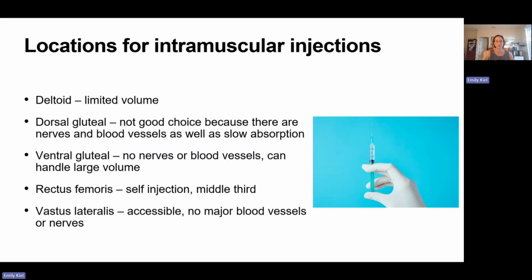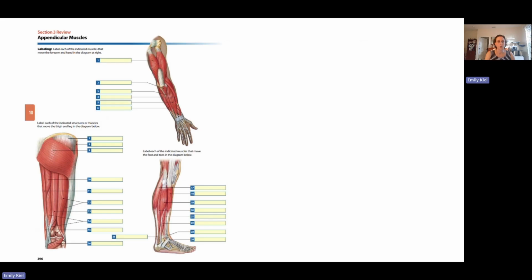The rectus femoris, so that anterior portion of the thigh, is a great place for self-injection. If you think of people that have EpiPens, they may also do the injection in the vastus lateralis. Some people will use that for other injections that need to be IM that they're giving at home. So kind of have in mind what might be a location for those intramuscular injections. Once again, you've got these lovely diagrams in your textbook that you can label and give yourself some practice.